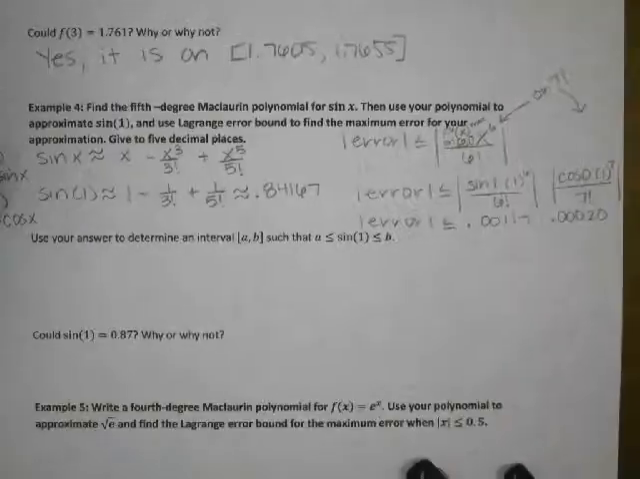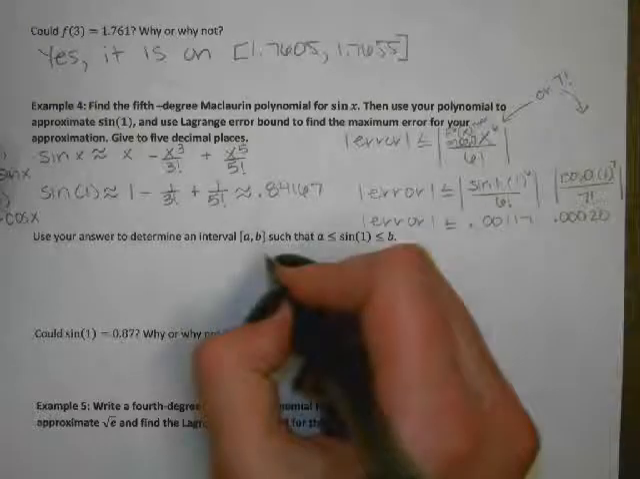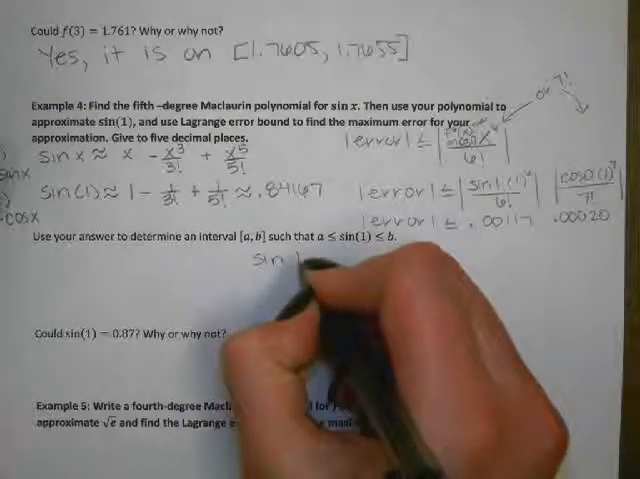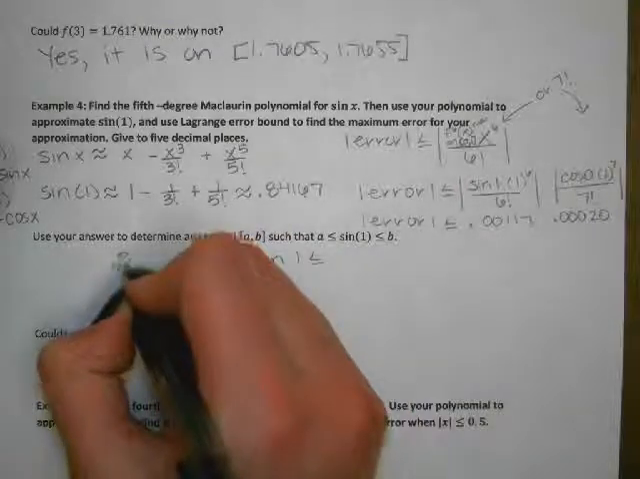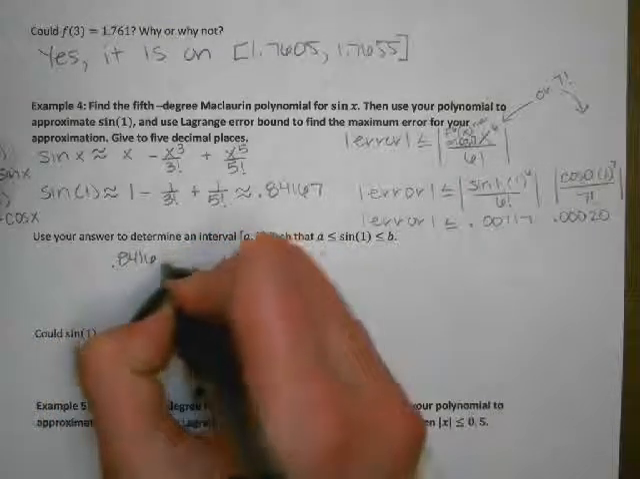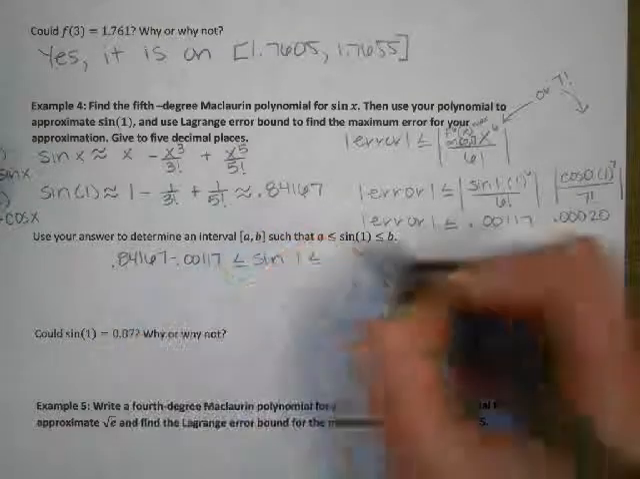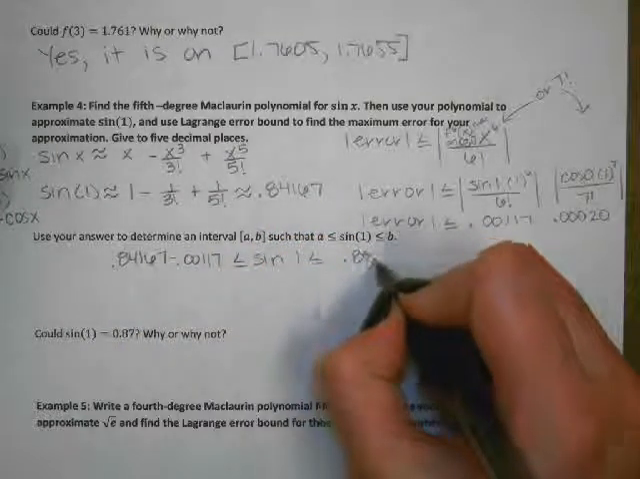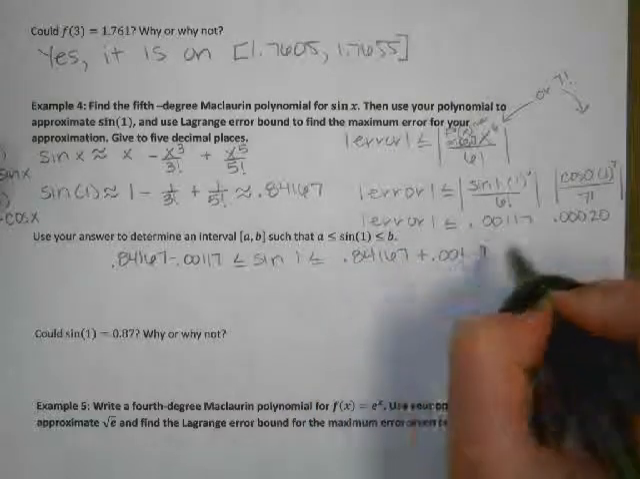So what we're going to do now is figure out the interval that sine 1 really has to be between. So sine of 1 has to be in between 0.84167 minus 0.00117 and 0.84167 plus 0.00117.